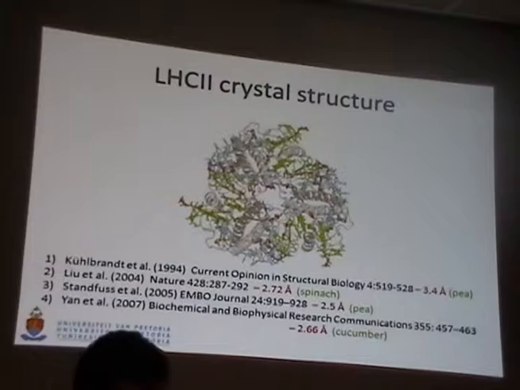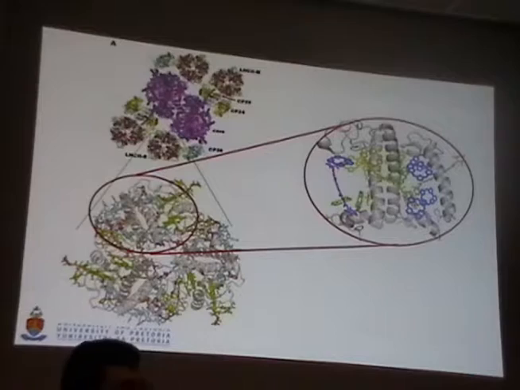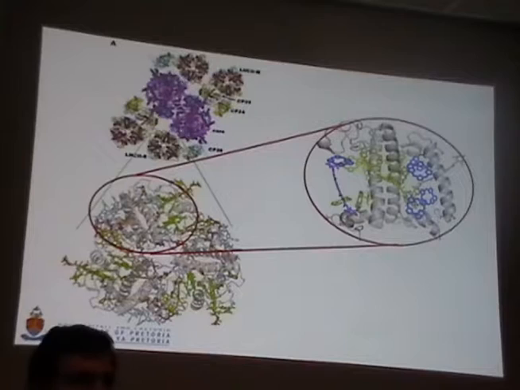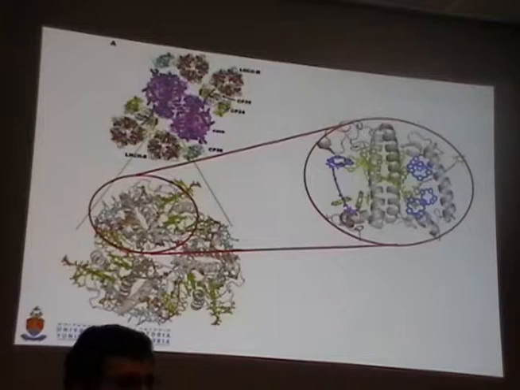Okay, so LHC2, it's one of the peripheral antenna systems. And it's actually a trimer of three almost identical subunits. One subunit is called a monomer. If you combine three of them, it's a trimer. Okay, so here's one of the monomers. This thing is called a protein. I hope you have been introduced to proteins already in school. Well, proteins are really very remarkable things. And they are the molecular machines in all living systems.